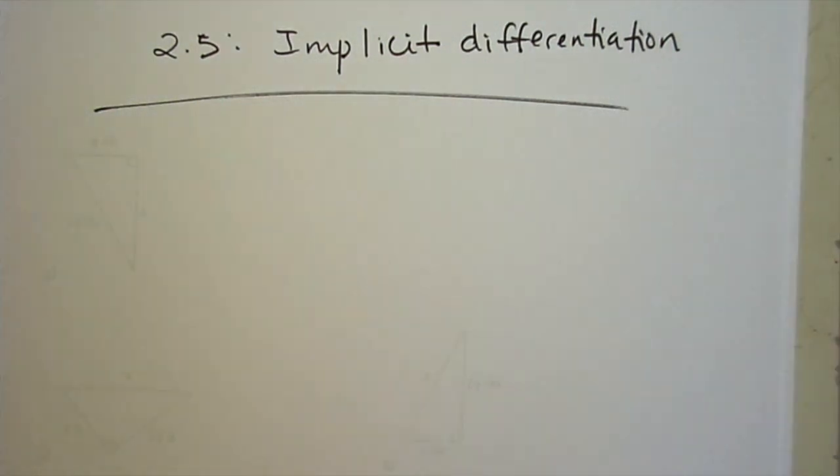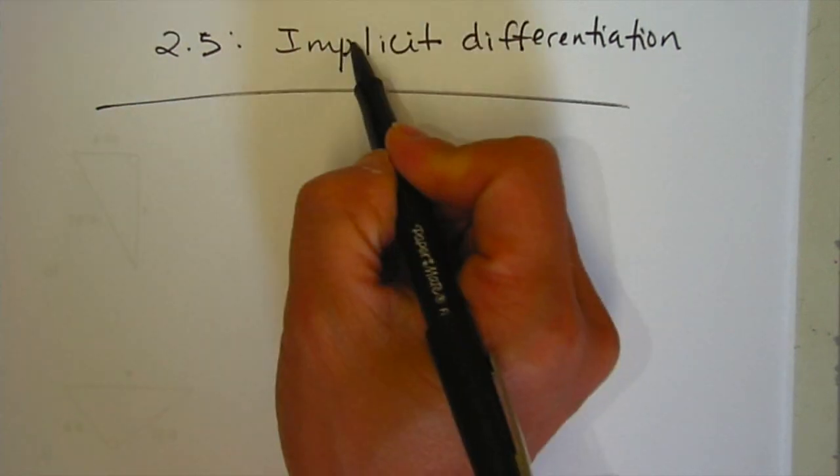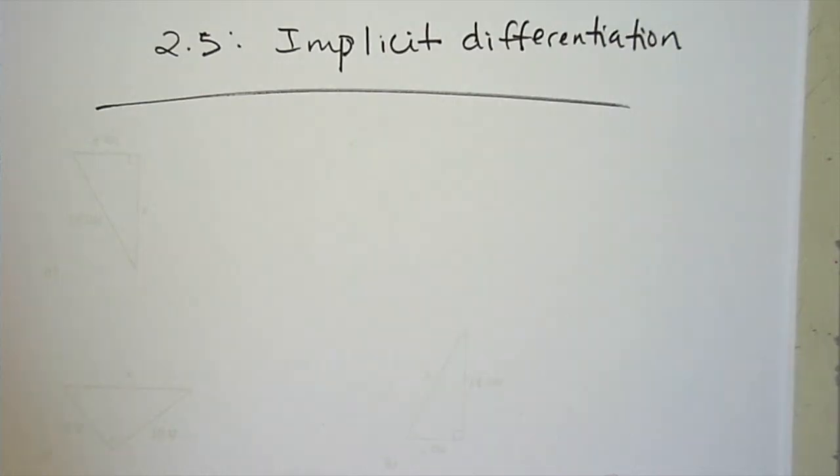Okay, today's section is section 2.5. It's called implicit differentiation. Okay, and let's first talk about what that word implicit means.